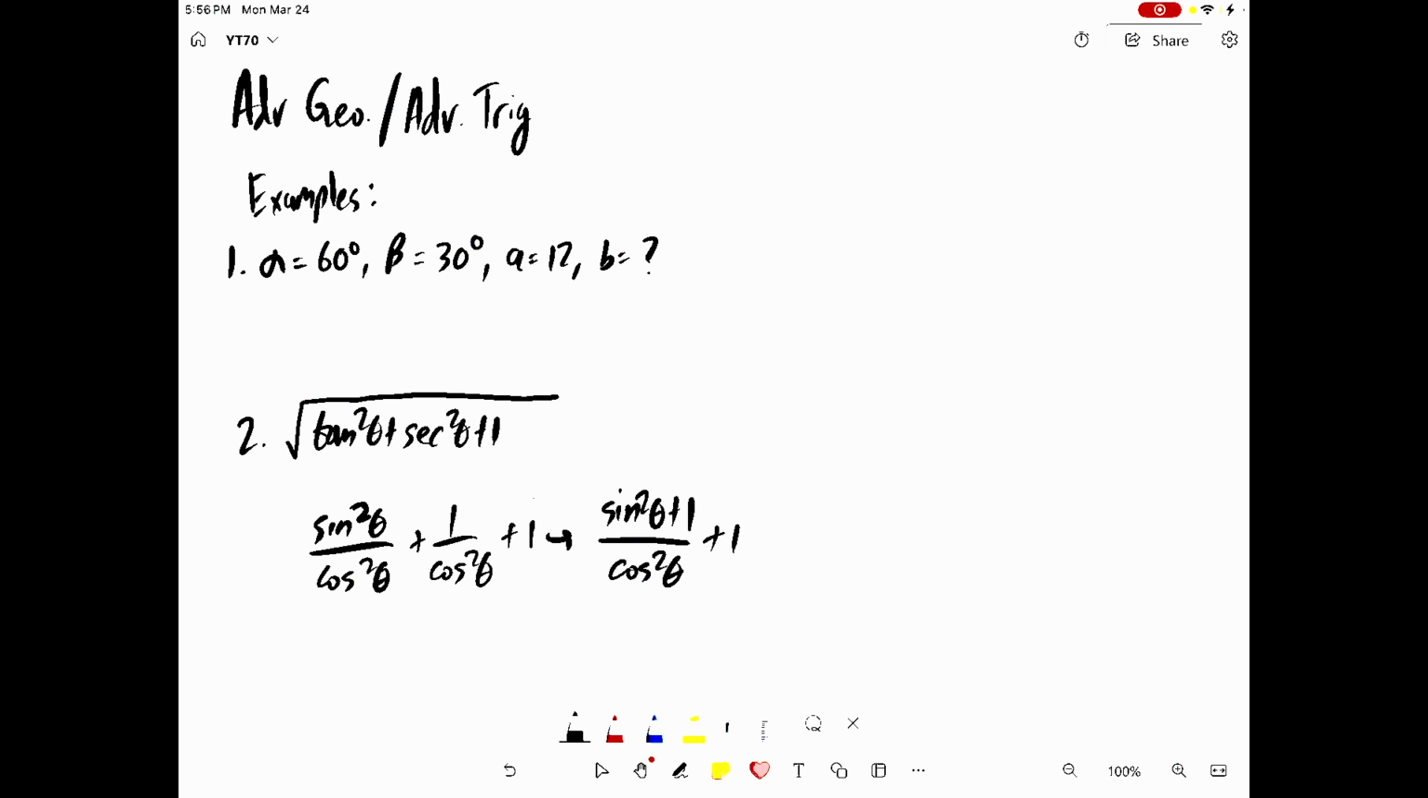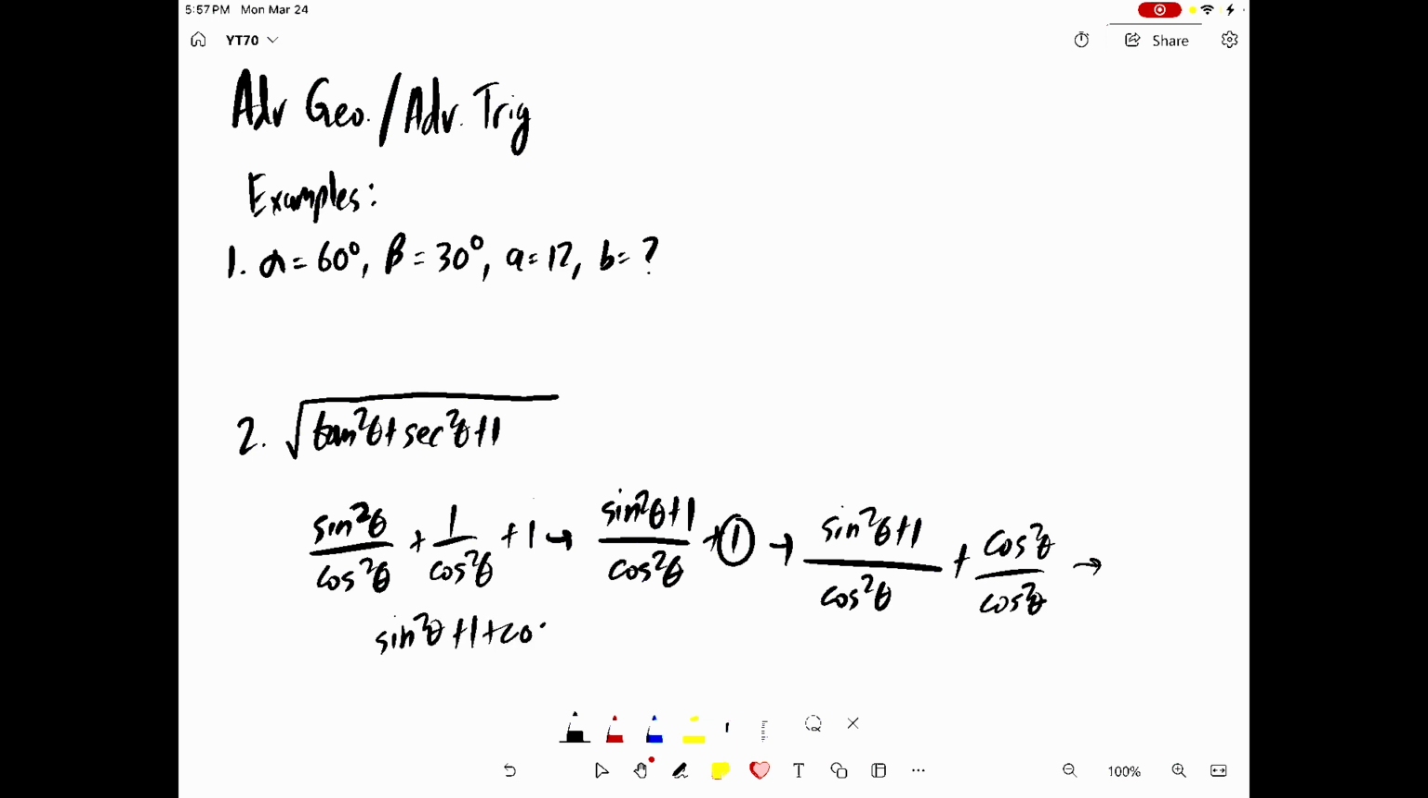1 is now our new thing. Now, for this, what we can do is with the 1, we can create a common denominator so we can add those 2 terms up. So, sine squared theta plus 1 over cosine squared theta plus cosine squared theta over cosine squared theta, which is equal to 1. So when you combine these terms, you have sine squared theta plus 1 plus cosine squared theta, all divided by cosine squared theta.